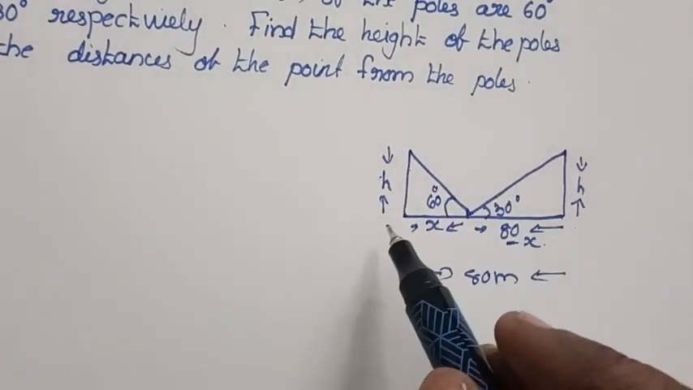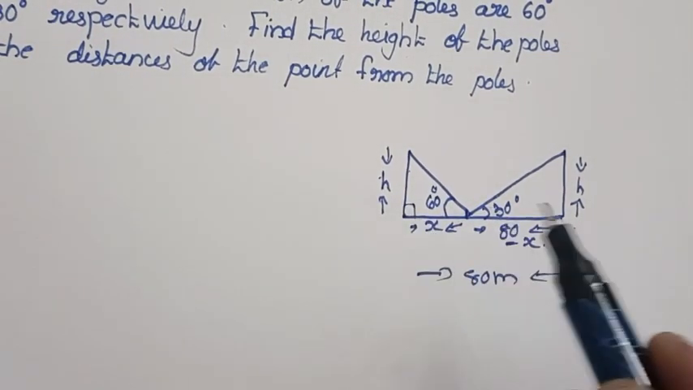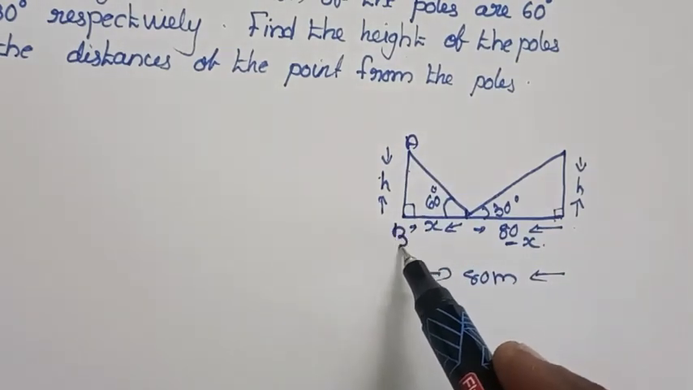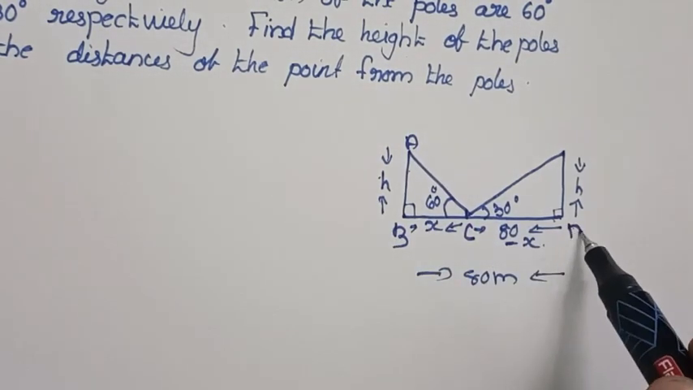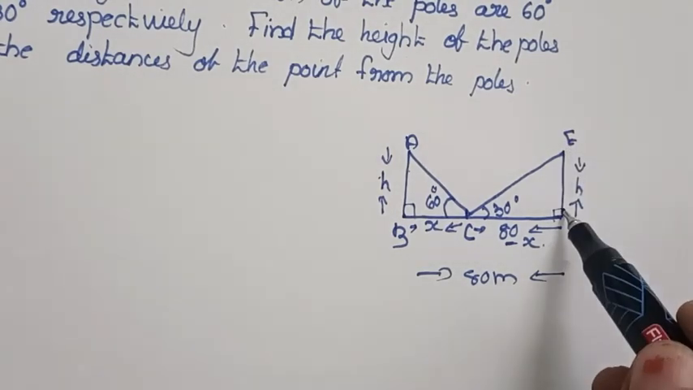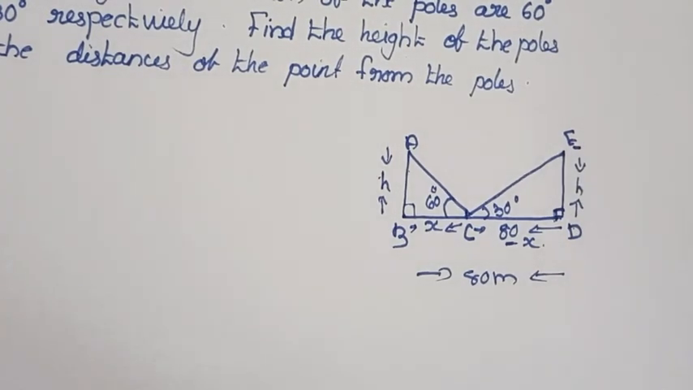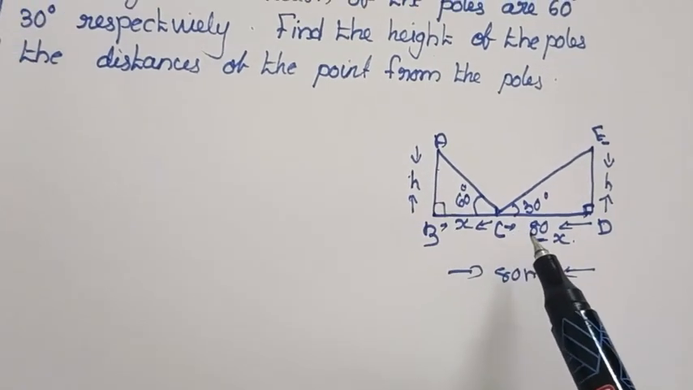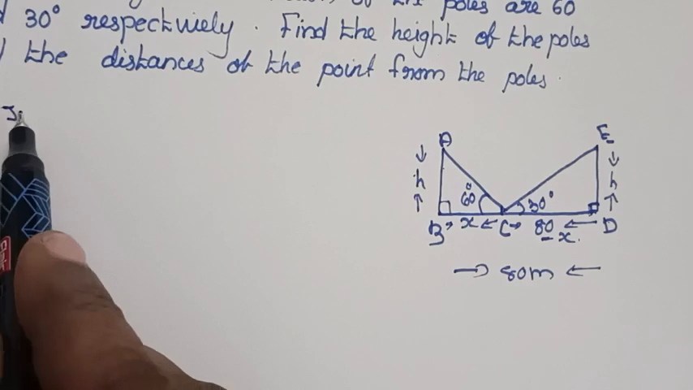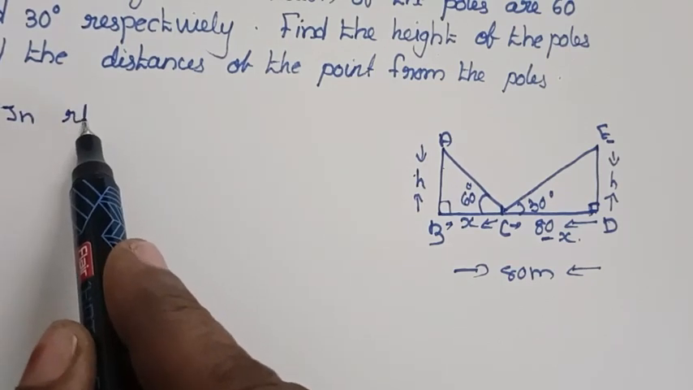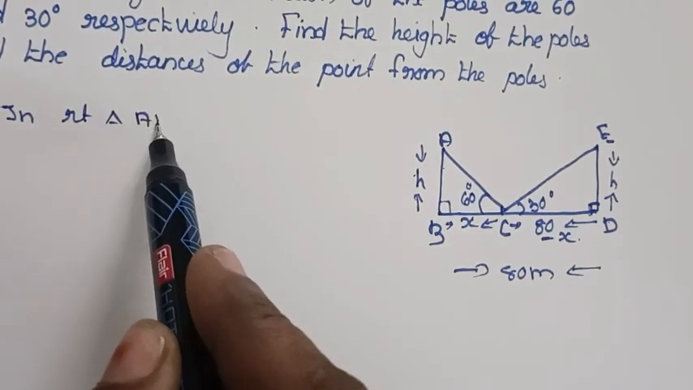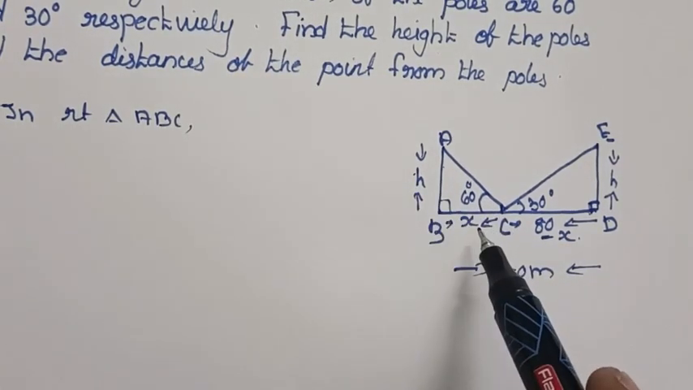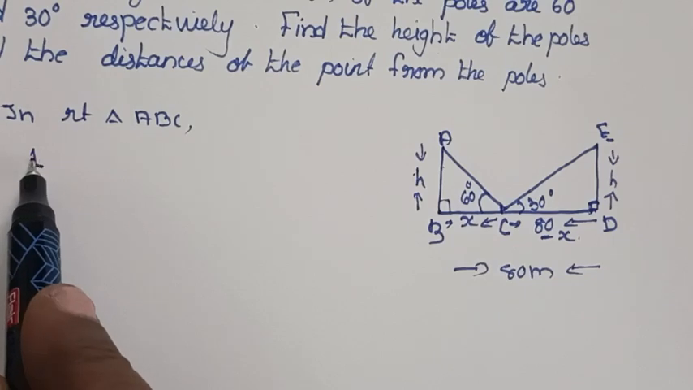Name these triangles. Name these vertices as A, B, C, D and E. First take the right triangle ABC. So in right triangle ABC, 60 is the angle, opposite and adjacent we have to connect. So take tan 60 degrees.